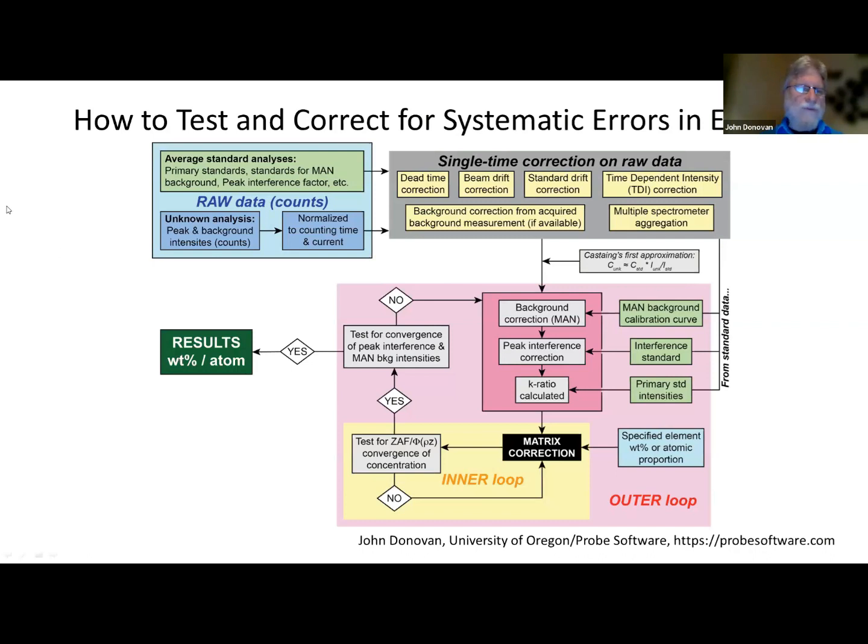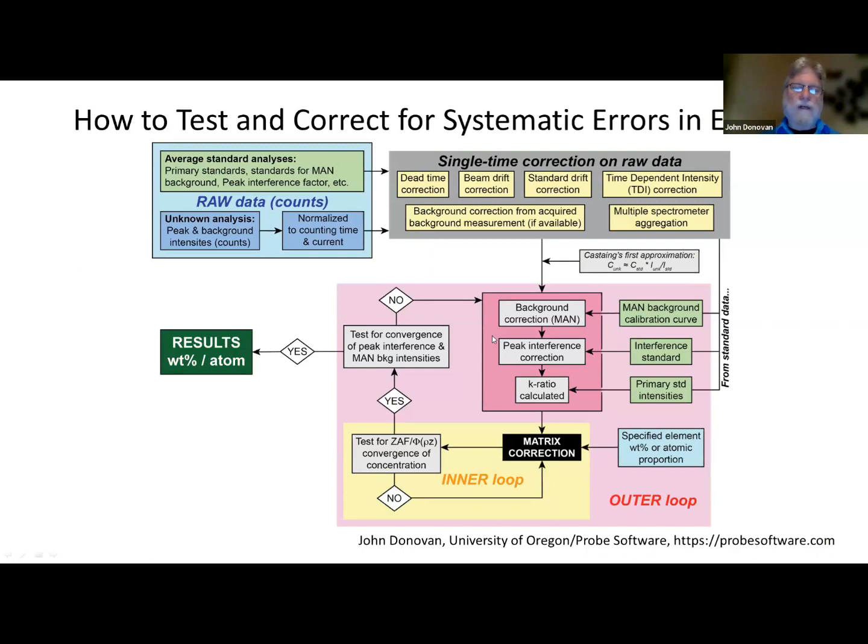When I get done with this kind of talk, people are convinced that you can't do EPMA at all, but that's not true. You can do EPMA. You can just do it better if you think about where your sources of error are, as many of the speakers have discussed.